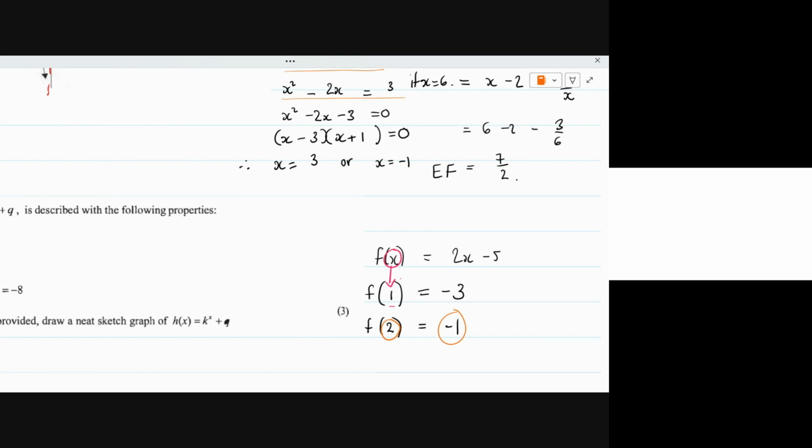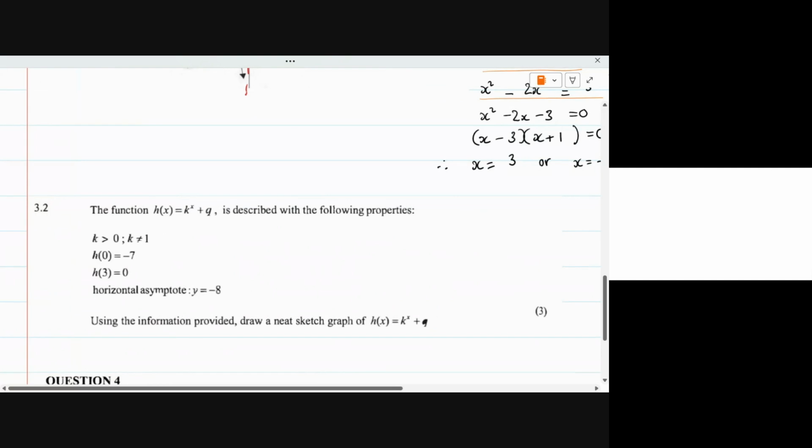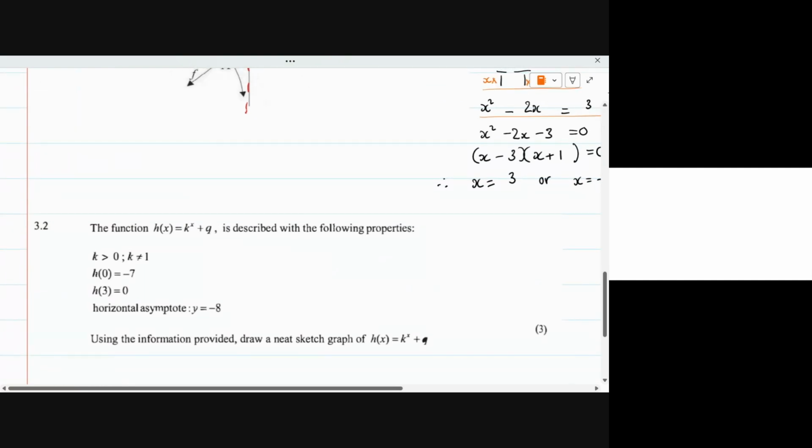Okay, cool. Because this concept is actually kind of important to understanding functions as a whole. Let's look at the question they've given us here. It says, the function h of x is equal to k to the power of x plus q. What kind of graph are we working with, grade 10s?